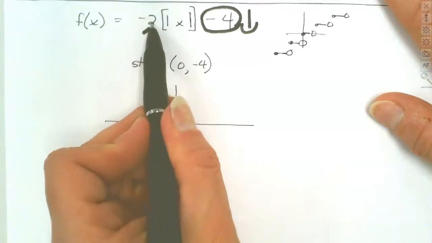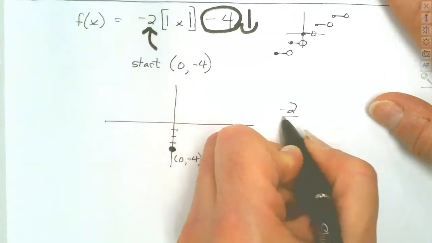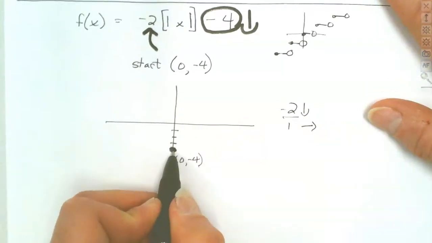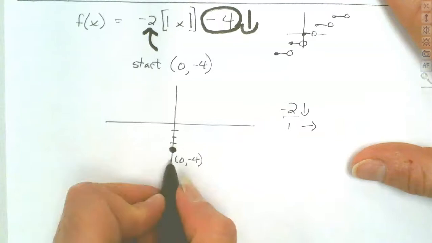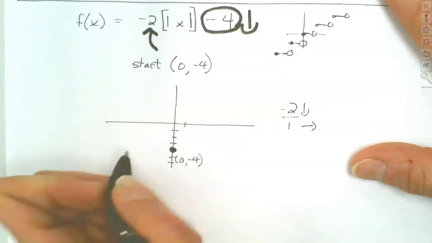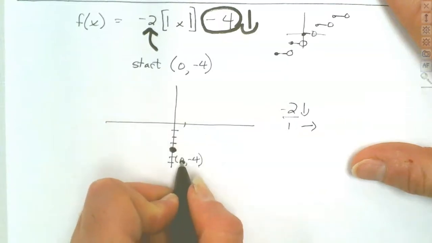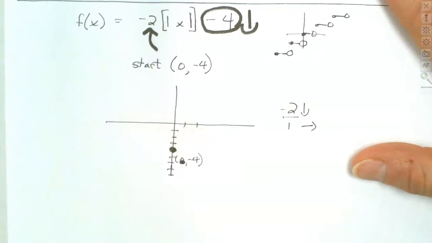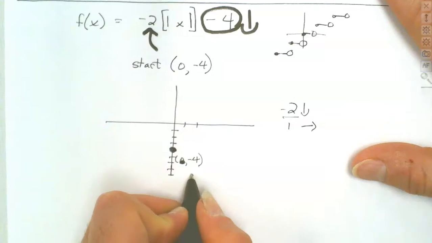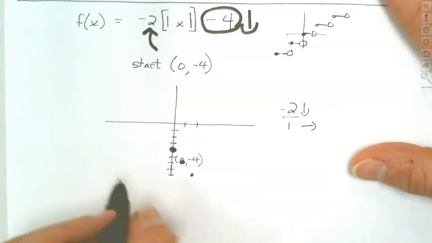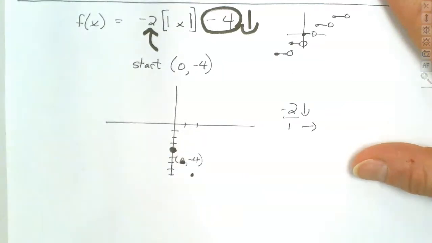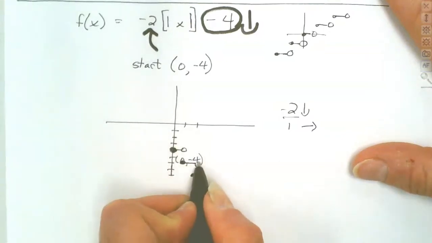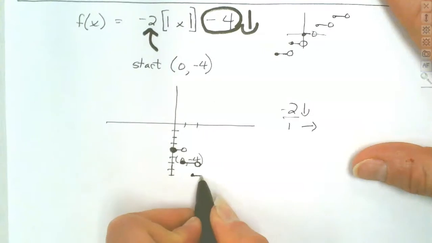What's that 2 going to do in front? It's negative, so that means we go down 2, back 1. So you start from your closed circle. Now you go down 2, back 1, make a dot. Down 2, forward 1, make a dot. And you can make as many as you want. You want 2 or 3 of them. And then you connect them together with the closed circles.